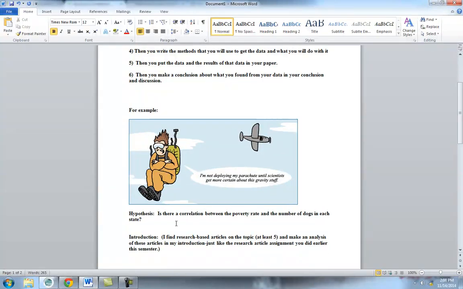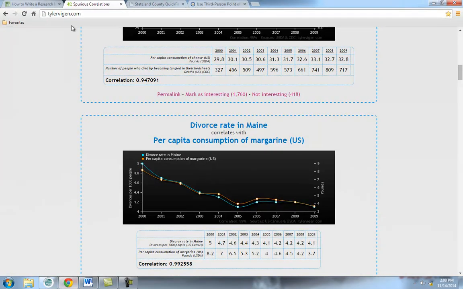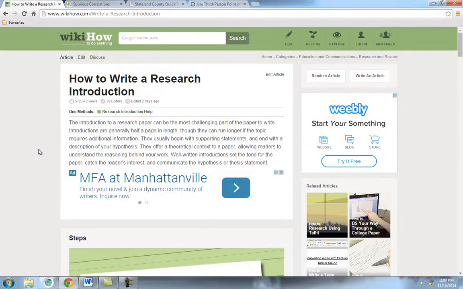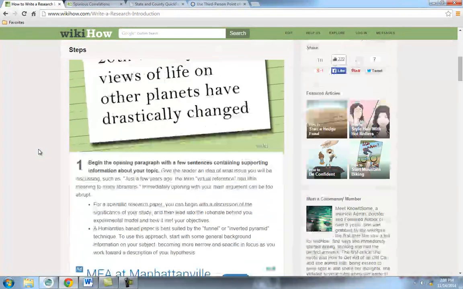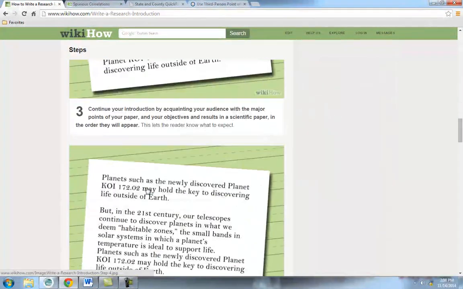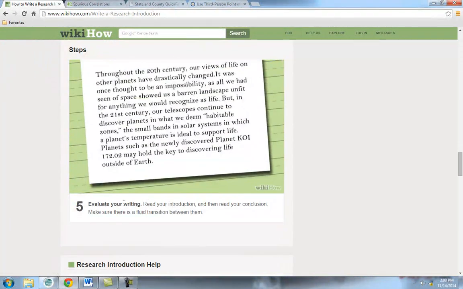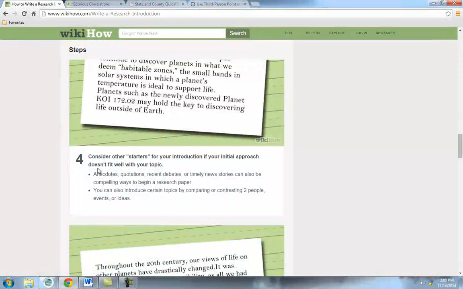So that's your hypothesis, and you're going to write it in your introduction. I'm going to include this link here on how to write a research introduction. I found it's very easy. It's WikiHow. It says to begin with an opening paragraph with a few sentences of supporting information about your topic. It gives you all of this stuff here, and there are a few more steps you can do. And it says finally you can evaluate your introduction. I'm sorry, I'm going here to put your hypothesis towards the end.